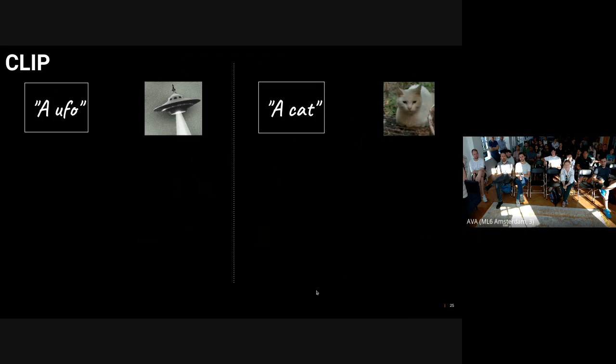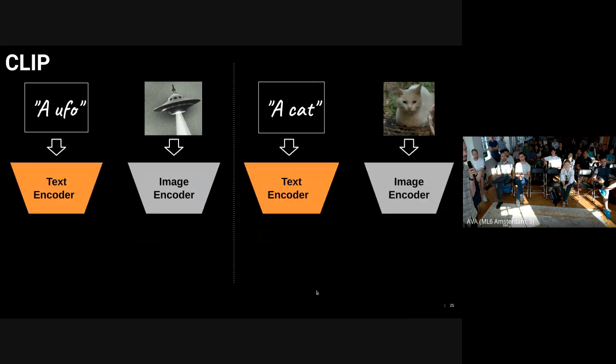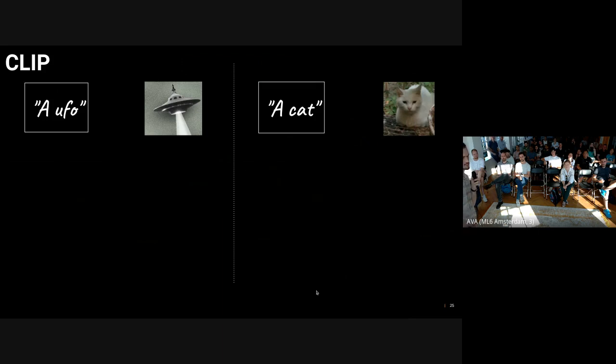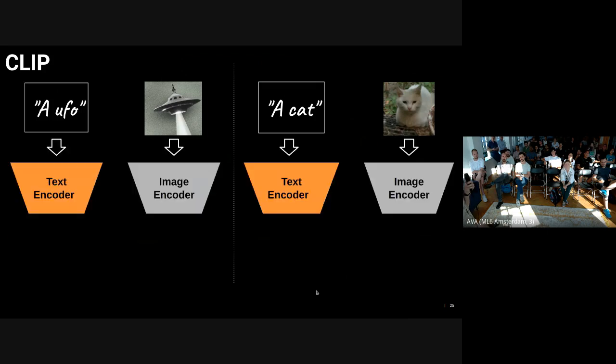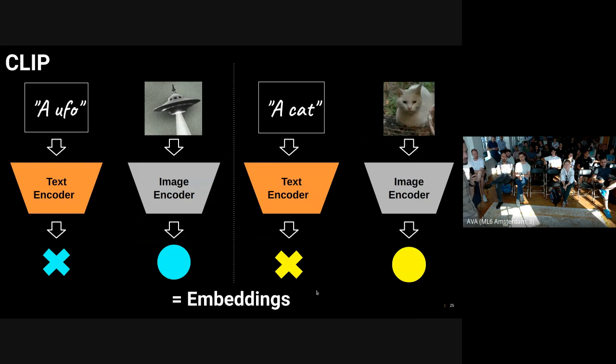All right, and how did it learn that? Here we have 2 samples, for example, a UFO in text form, a UFO in image form, a cat in text form and a cat in image form. What we do is we translate it to something mathematical, to something we call an embedding. So this is a text embedding, this is the image embedding, text embedding, image embedding. And what we want is for the text embeddings and the image embeddings to be close together.